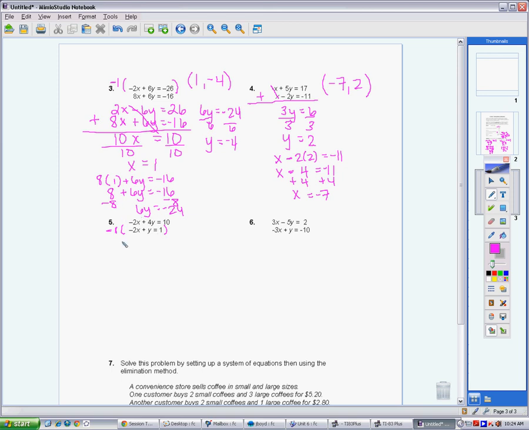I'm going to rewrite the first equation: negative 2x plus 4y equals 10. And now I'm going to multiply my bottom equation by negative 1, which is going to give me a positive 2x, a negative y, and a negative 1. Now these will add up to equal 0, and I can add the equations together. My x's will eliminate, and that will leave me with 3y is equal to 9. I'm going to divide both sides by 3, and y is going to equal 3. So I have my y coordinate.